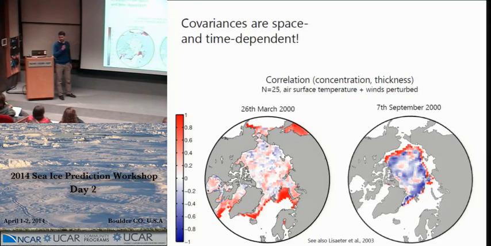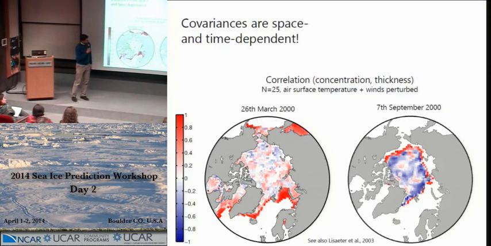Yesterday we had a nice image from Stefan about what he called an old paper of 2003. It's maybe old, but it's still valid and very interesting. And I have here shown similar results with our model. The maps are showing the correlation between concentration that we observe and thickness in our ensemble. So we have 25 members. Each of the members is perturbed by changing the atmospheric forcing. And in winter, it's pretty much what we all think here. With higher concentration, we have thicker ice, which is just a thermodynamic argument.